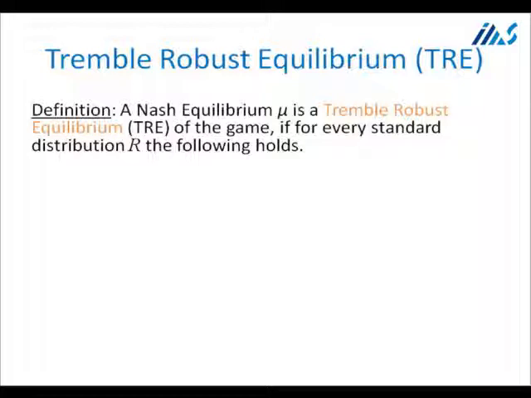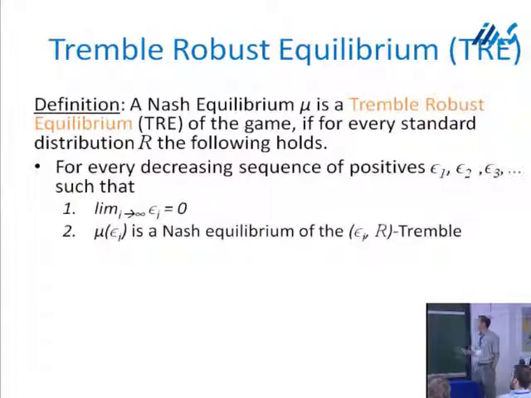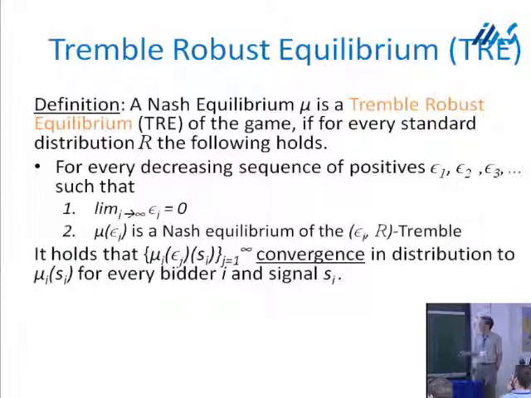And our definition of this Tremble robust equilibrium is the following. We want mu to be a Tremble robust equilibrium, so it should be a Nash equilibrium, so it's actually a refinement. And we look at any sequence of epsilons that goes to 0 and look at the Nash equilibrium in these trembles of the game. And what we want is that for every agent and every signal that he receives, he might play a distribution, right? It might be a mixed strategy.